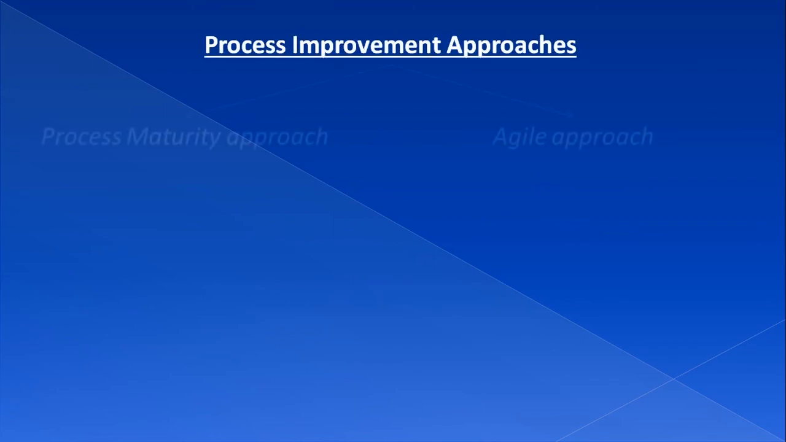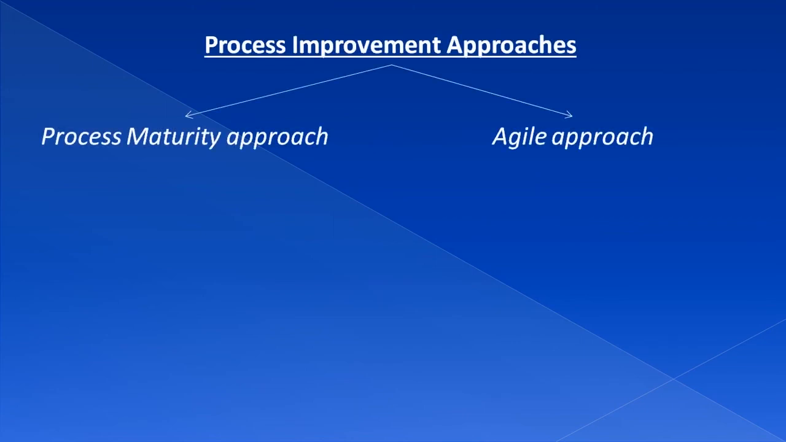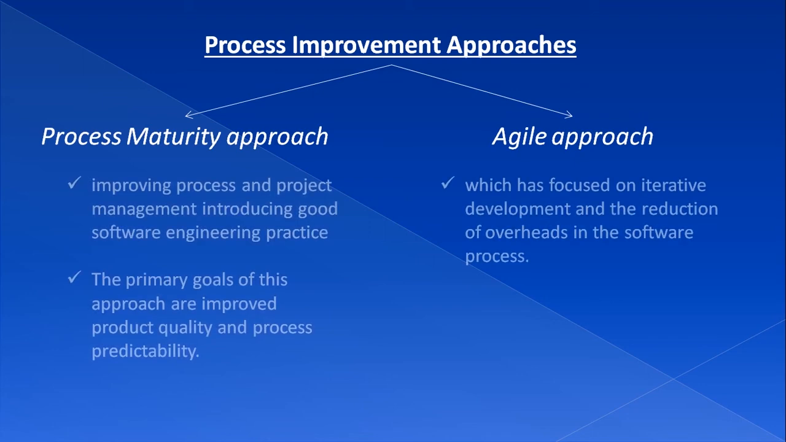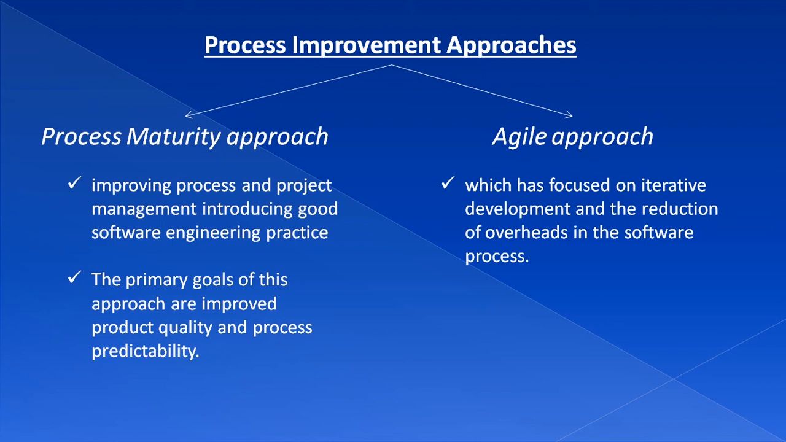One is the process maturity approach and the other one is the agile approach. We are going to talk about the agile process in the latter part of this subject. So I'm going to talk about the process maturity approach. You have to mature your process, right? Getting mature means you're getting experience and improving yourself, right? So the process maturity approach means improving the process and project management by introducing good software engineering practices, which means that you develop your development organization by adding and introducing good software engineering practices.